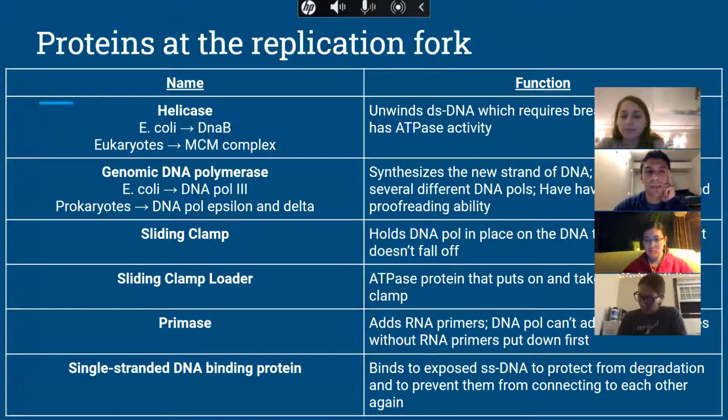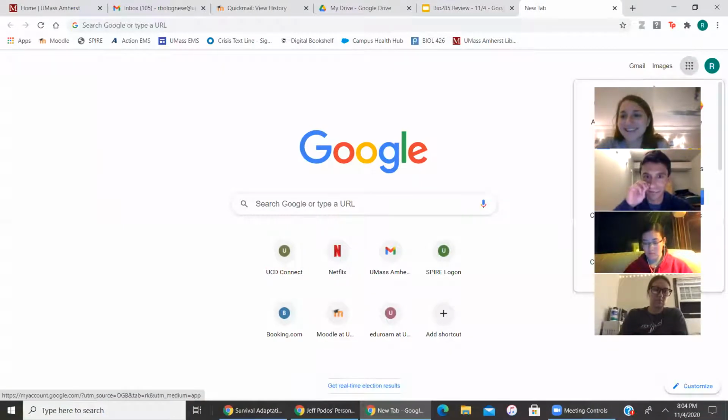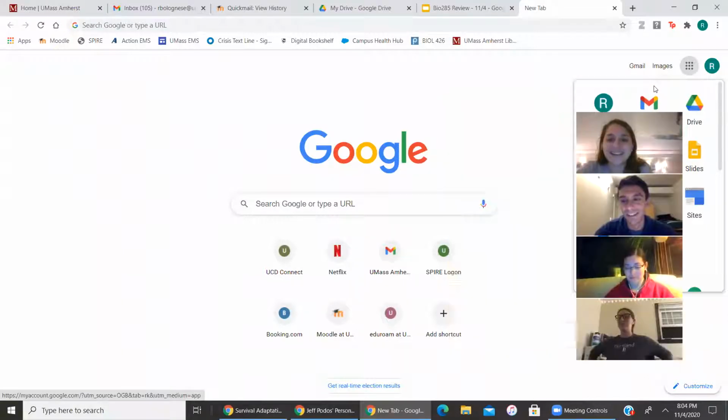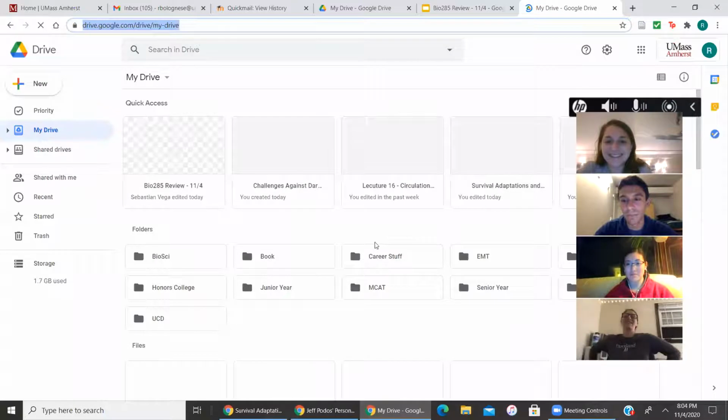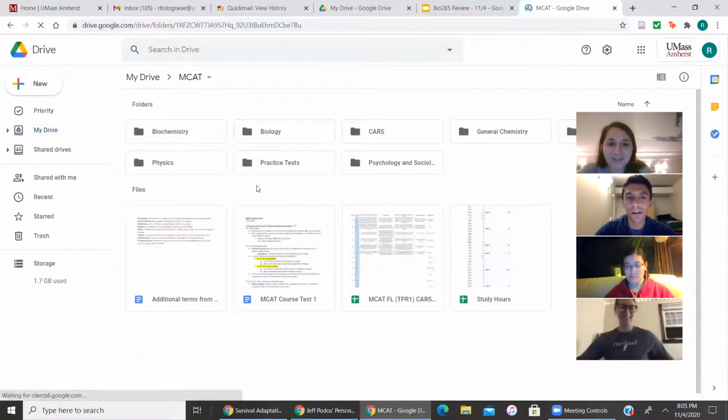I have a question. Did you have to know the DNAB for the MCAT? Yes and no. Let me show you, since you guys are here, my MCAT notes on this topic. It was like Sebastian was reading my mind. This is my entire MCAT folder. You guys can see this, right?